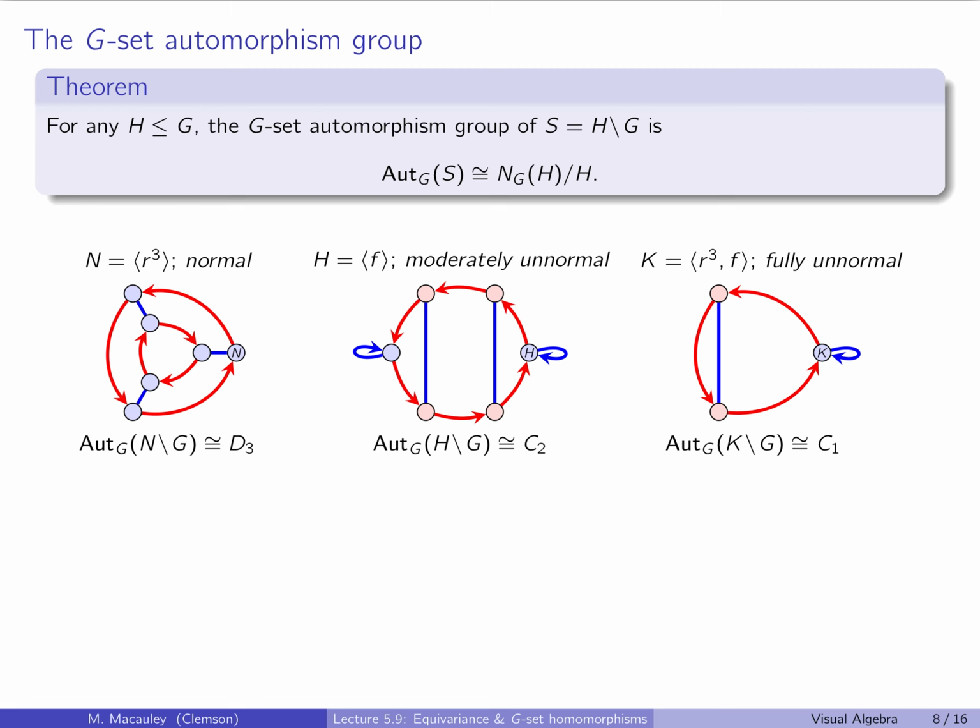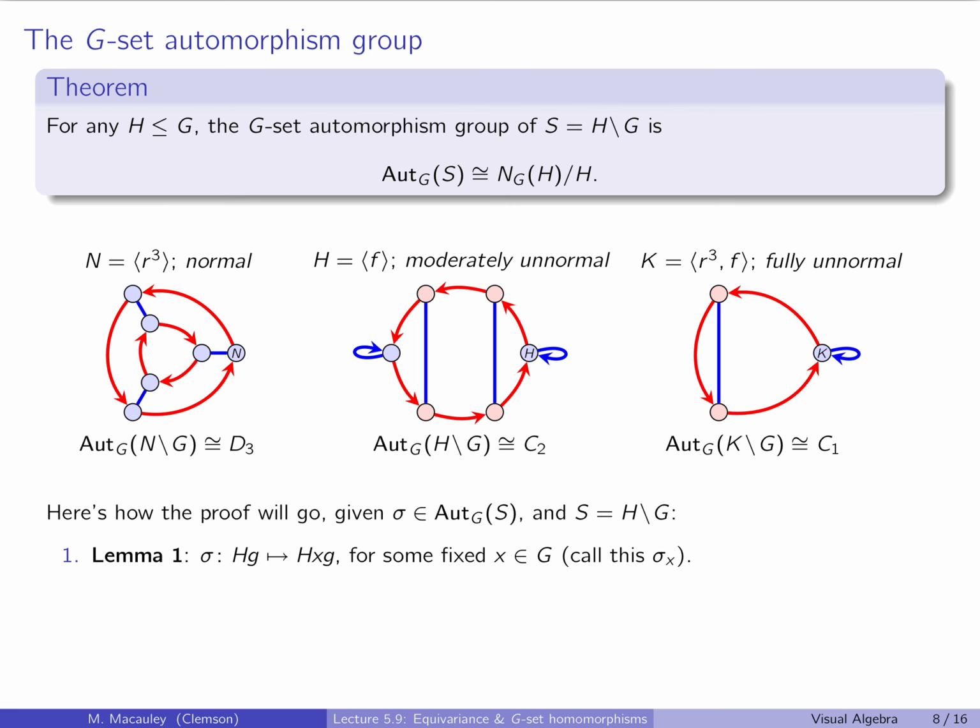Now that we understand what the G-set automorphism group really is, let's prove that statement that we claimed earlier. That is, for any subgroup H of G, if we take the set S of the right cosets of H, in other words, we collapse or quotient by H, then the resulting G-set automorphism group is just the quotient of the normalizer of H mod H. And just for reference, here are those 3 examples of G-sets from D6 that we saw earlier.